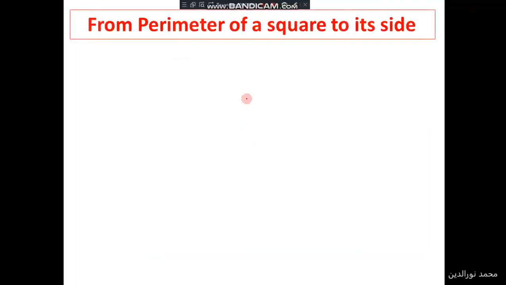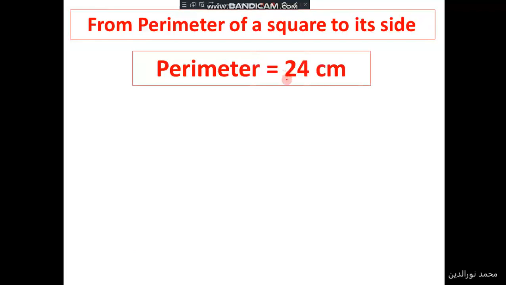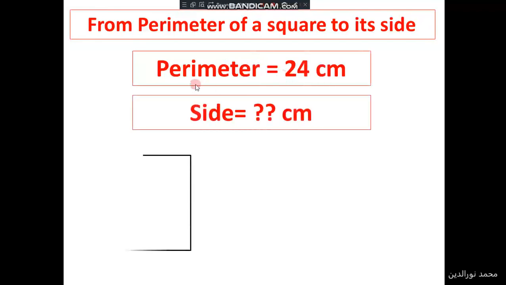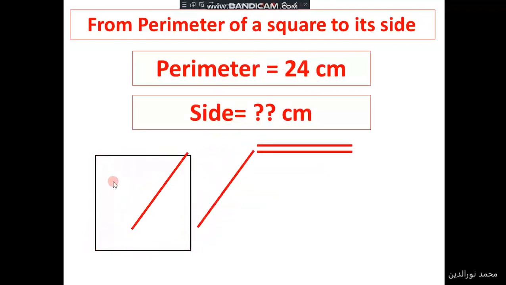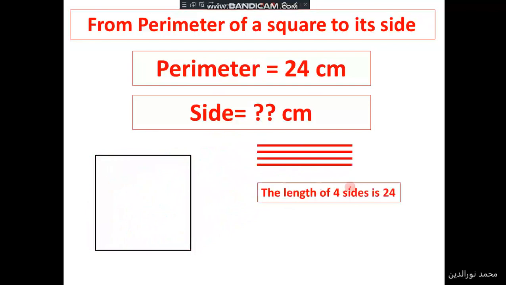From the perimeter of a square to its sides. When I have the perimeter and want to find the side of this square. Let's see, if I have a square whose perimeter is 24 centimeters and I have to find the length of its sides. Here I have 4 equal sides. The length of the 4 sides together is 24 centimeters.